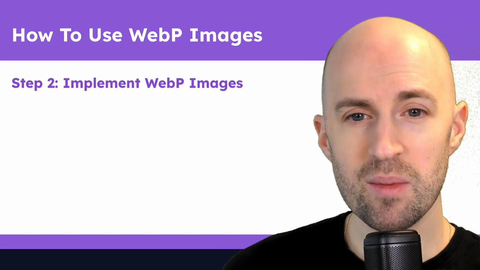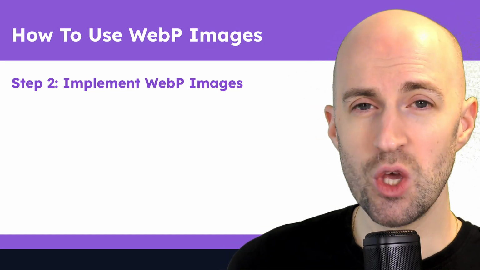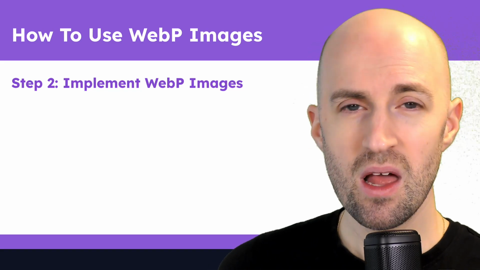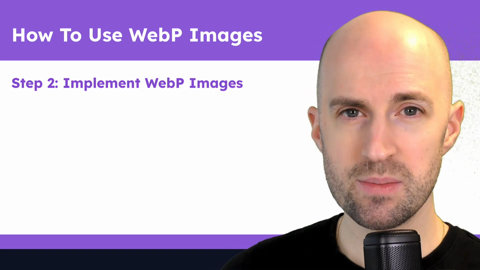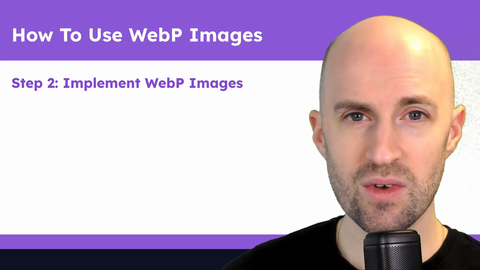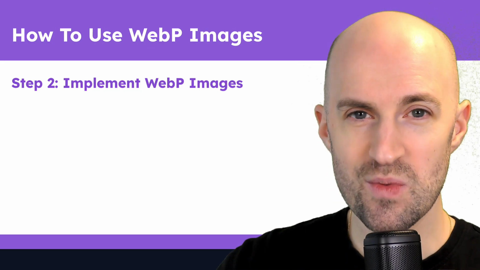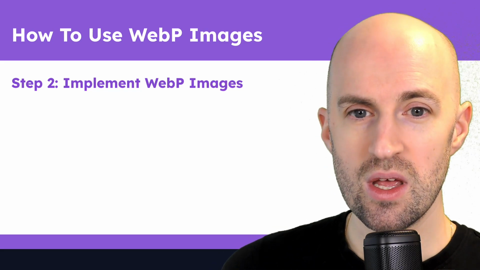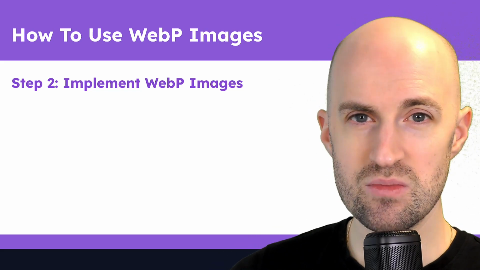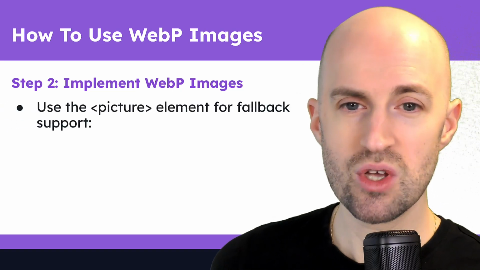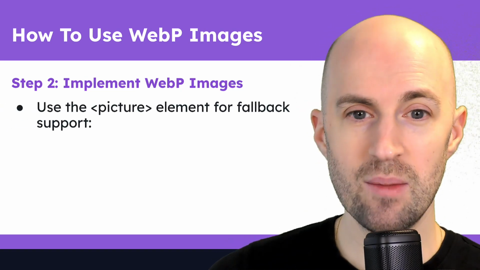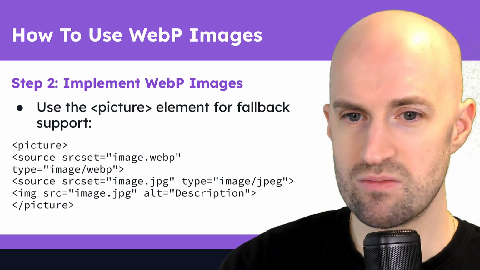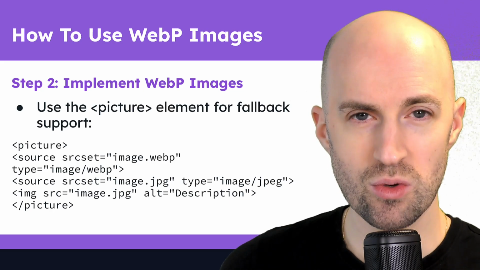Step two is to implement the WebP images on your site. Now, if you use a modern CMS, a content management system like WordPress or Squarespace or Wix or Canva, or other website management systems, then you can upload directly. You don't really need to do any code, but if you do use code, you can use the picture element for fallback support. So you can use this little snippet there and just replace the file names with where they're hosted.